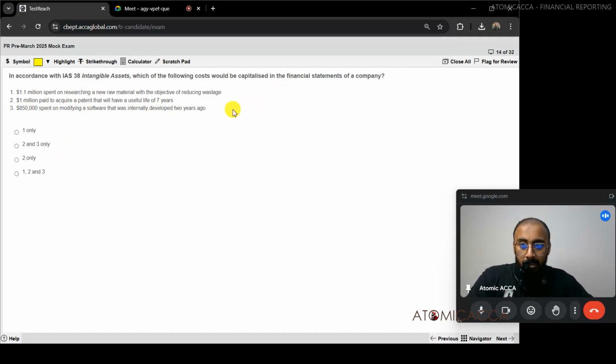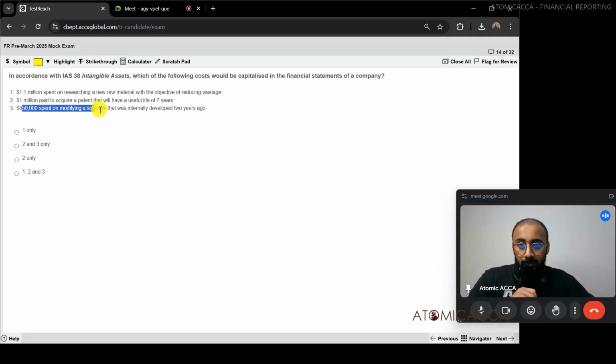But about capitalization. Number one, 1.1 million spent on researching a new material with the objective of reducing wastage. Given the title, it's researching a new material. It's in the research stage. So 1 is out, it will not be capitalized. So 1 only will not be the answer. 1, 2 and 3 will not be the answer. So now I have to figure out whether it is 2 and 3 or only 2. It's understandable that 2 is anyway an answer. Now I just have to figure out whether 3 is the answer or not.